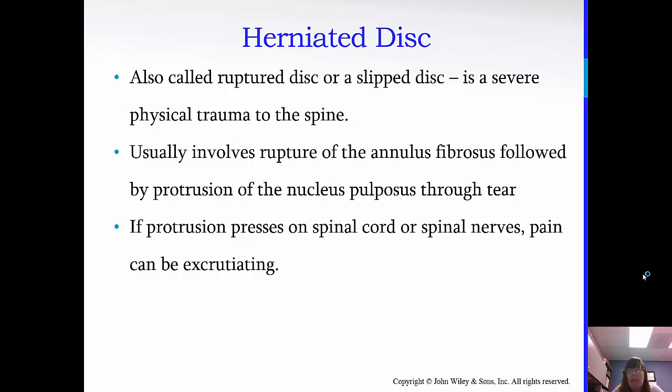I actually have 7 herniated discs. I have 4 in my thoracic area from T3 to T7. And then I have 3 in my lumbar area from L3 to S1. So that is part of the reason why I have pain on a regular basis.